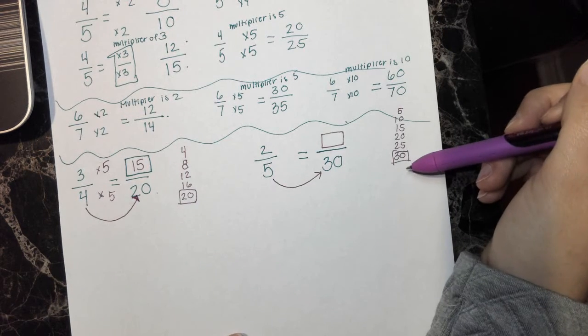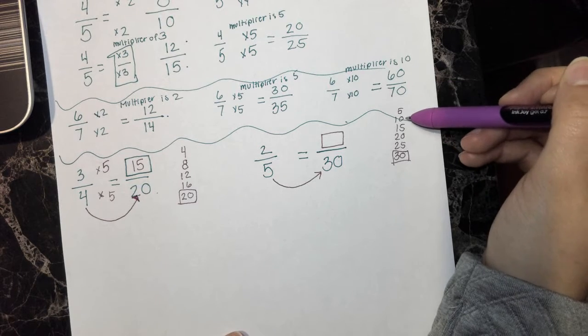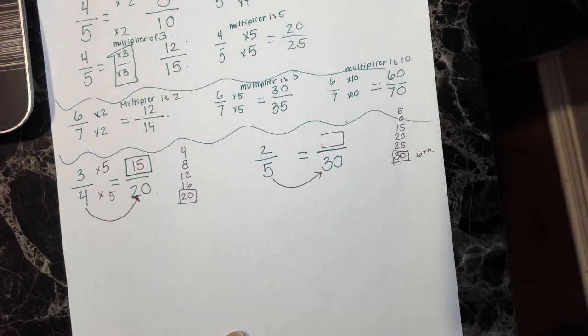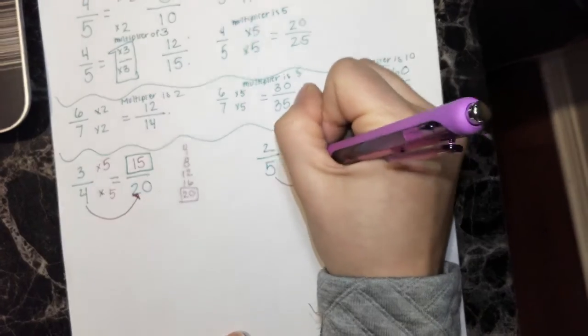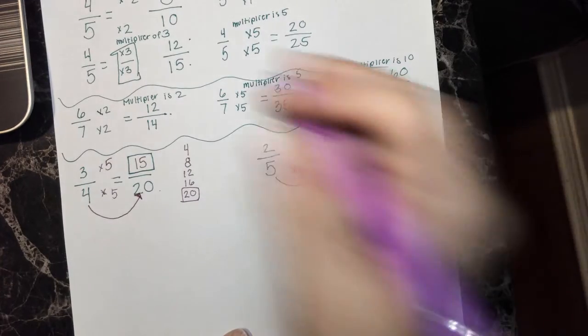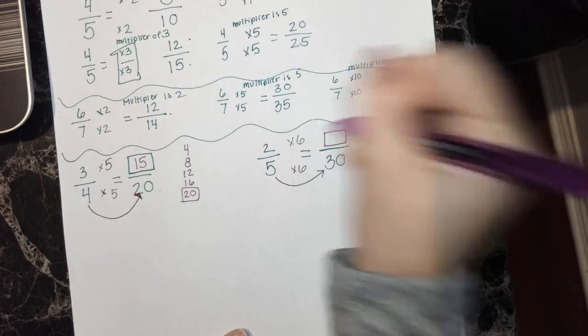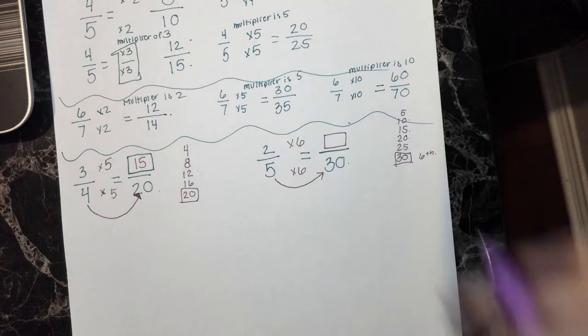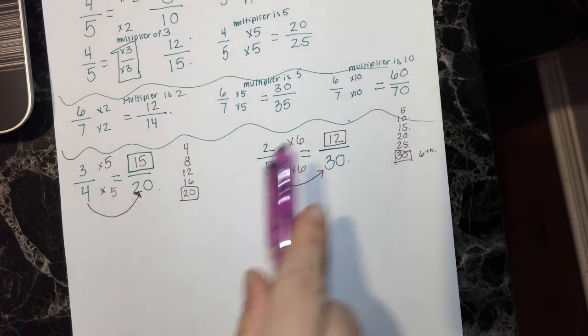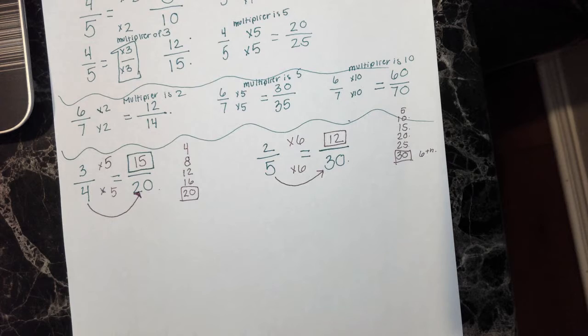Now, I got 30, so I know it works. I need to count down. 1, 2, 3, 4, 5. This is my 6th number. That means your multiplier is 6. 5 times 6 is 30, so that is correct. That means on the numerator, I also should have multiplied by 6, and the answer you should have gotten was 12 30ths, meaning that 2/5 is equivalent to 12 30ths.